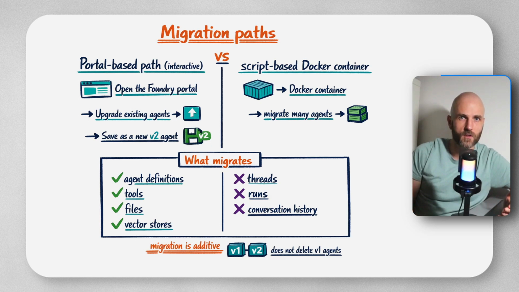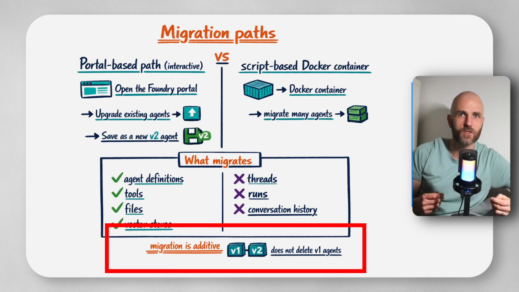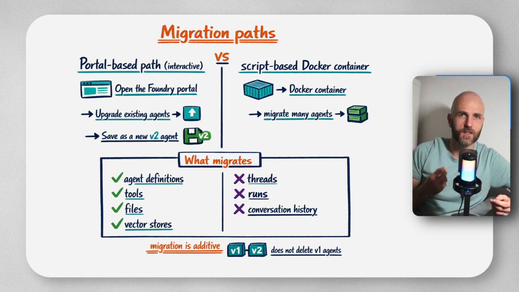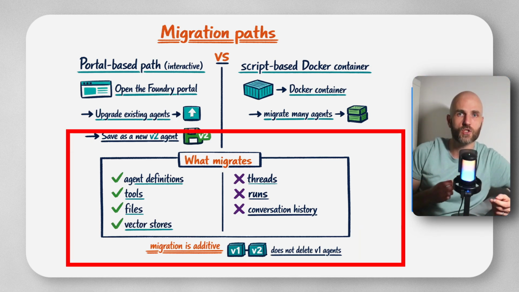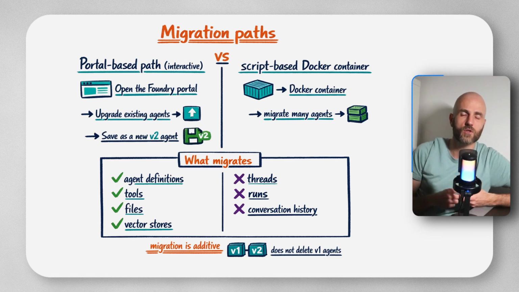Two details are important. First, migration is additive. It doesn't delete v1 agents. It creates v2 agents alongside them. And second, it migrates agent definitions, tools, files, and vector stores. It does not migrate historical state, so threads, runs, conversation history, that stays behind. That's a pretty common trade-off with these migrations. I move the definition forward, but I don't drag the old conversation history along with it. And the scope matters. Prompt agents and assistants migrate. Hosted agents are v2 native, so they are not part of migration.